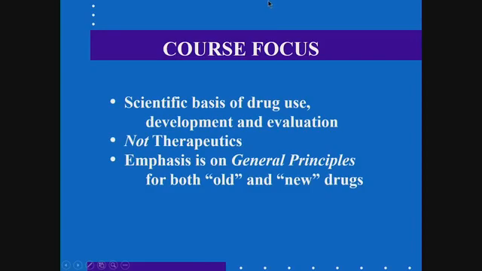The focus of the course traditionally has been on the scientific basis of drug use, development, and evaluation. We do not consider this to be a course in therapeutics, but of course there will be relevant examples of applications of clinical pharmacology in therapeutics. We will discuss general principles that are applicable to both old and new drugs.